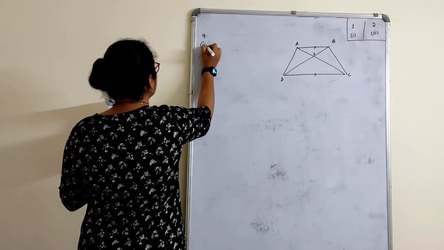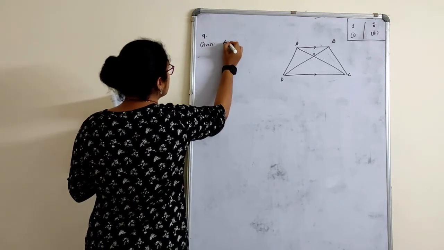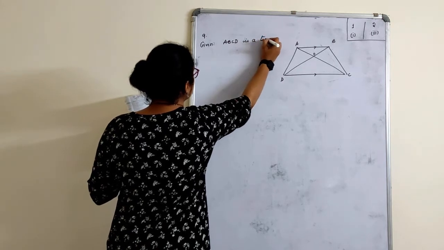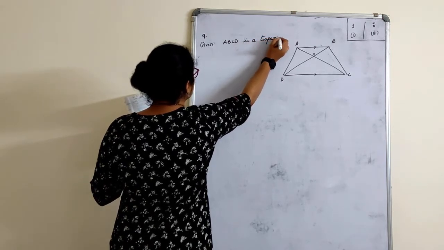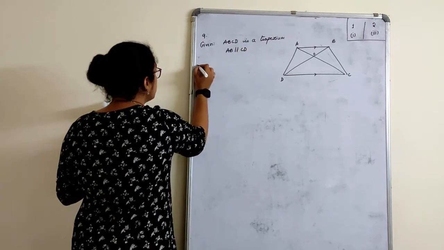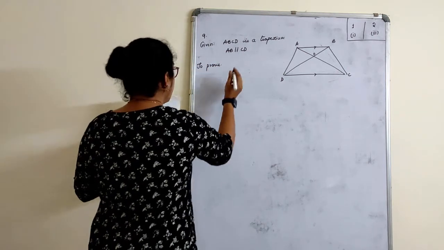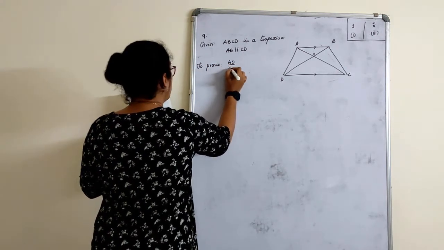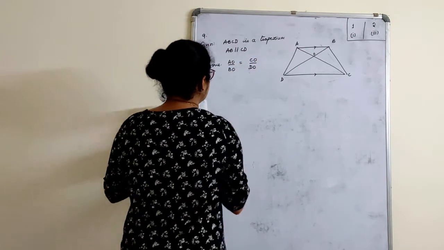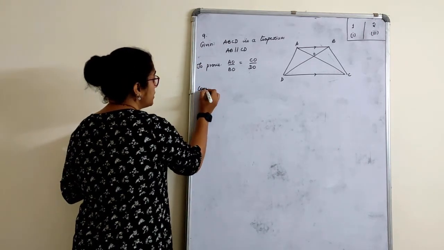So given, ABCD is a trapezium, therefore AB is parallel to CD. To prove: AO upon BO is equal to CO upon DO. Okay, this is what we have to prove. There will be a construction for this because we need to prove this.